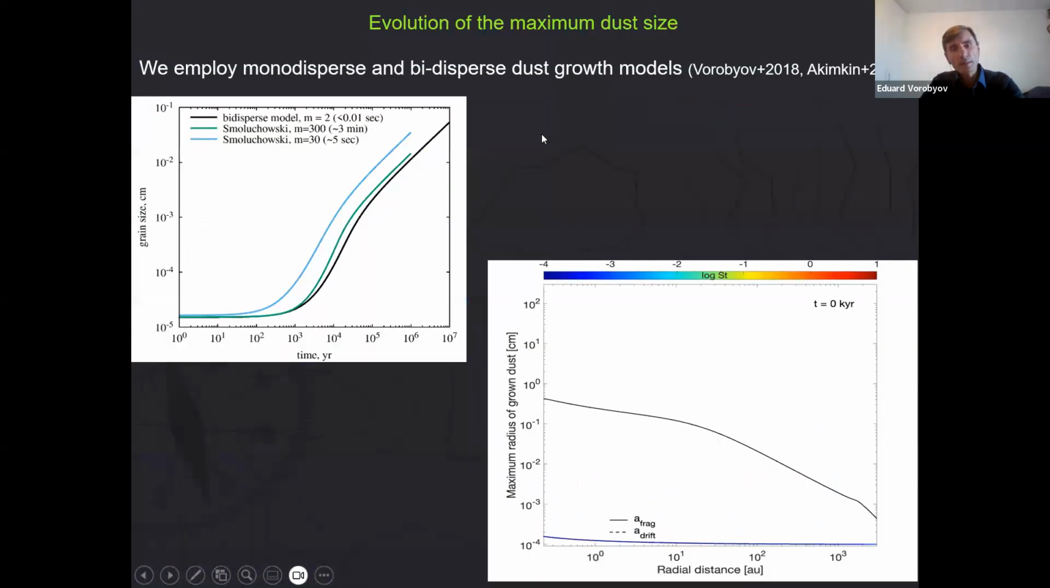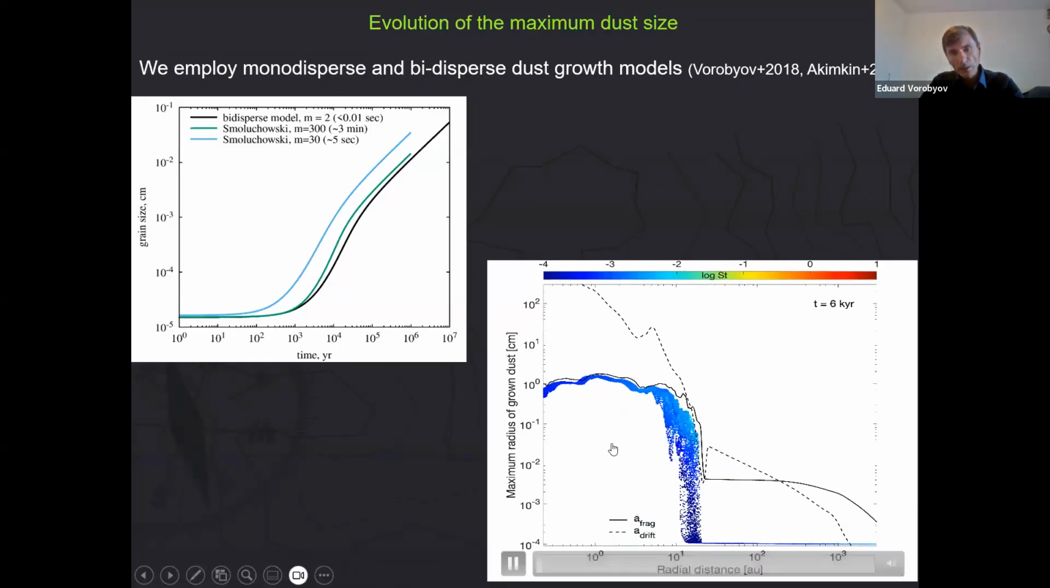Dust and volatiles. This is another feature of FEOSAD. It involves dust. We have two models of dust growth, monodispersed and bidispersed growth models. They fairly well reproduce Smoluchowski, a much more accurate but much more time-consuming model. Our models are in fairly good agreement with very sophisticated and time-consuming models.